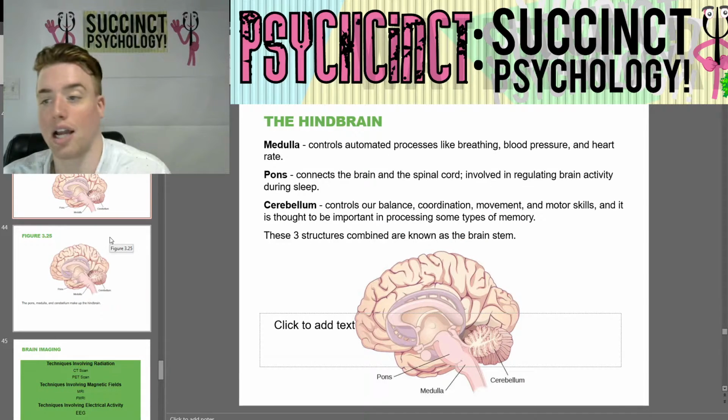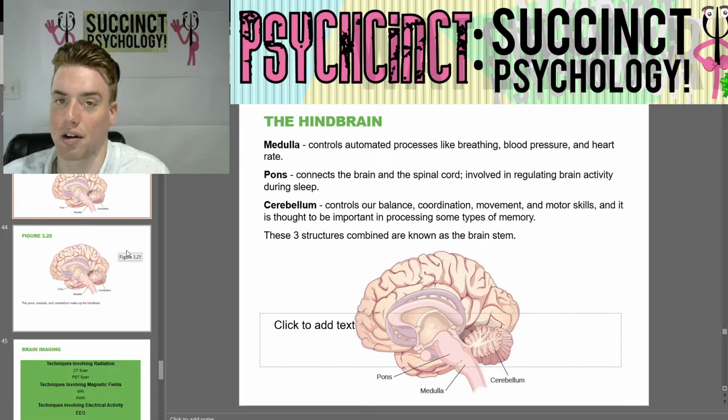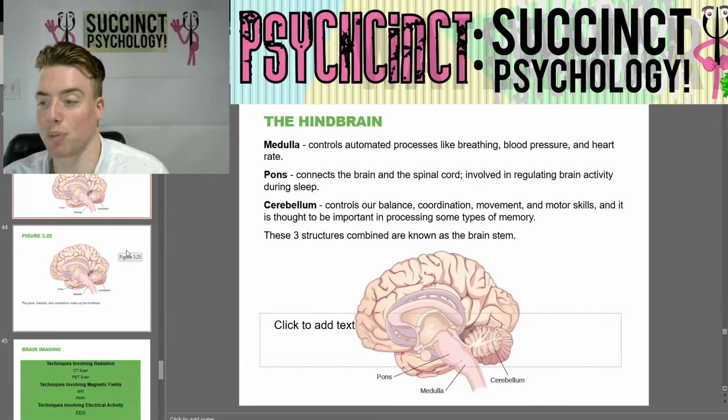Next, we have the hindbrain. The hindbrain is made of the medulla, which controls automated processes like breathing, blood pressure, and heart rate. The pons, which connects the brain and the spinal cord, is involved in regulating brain activity during sleep. The cerebellum, which controls our balance, coordination, movement, and motor skills, and it is thought to be important in the processing of some types of memory.